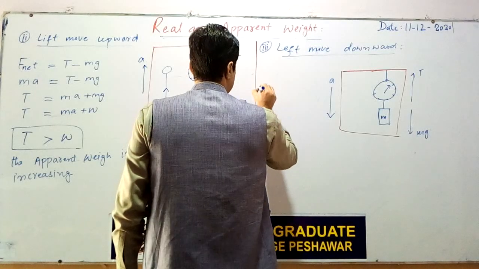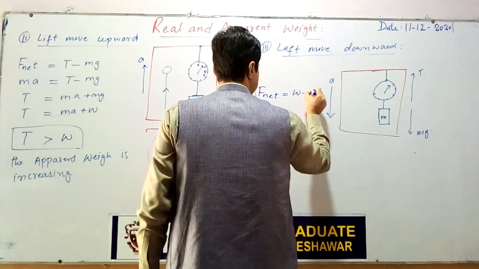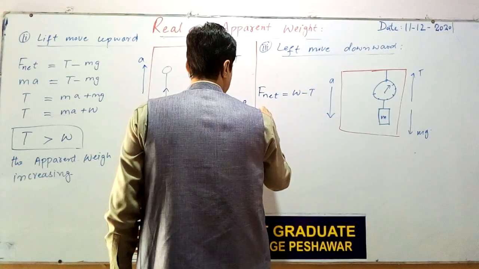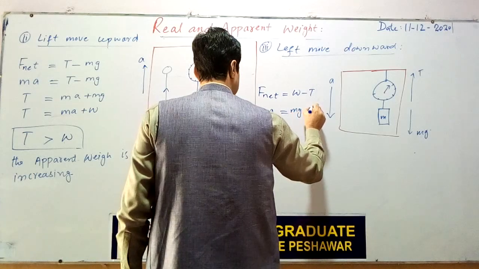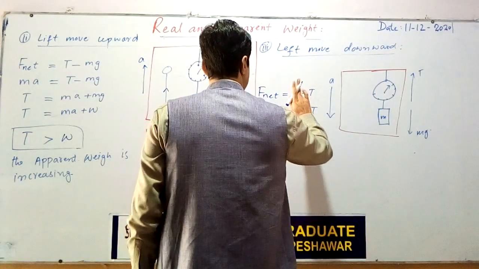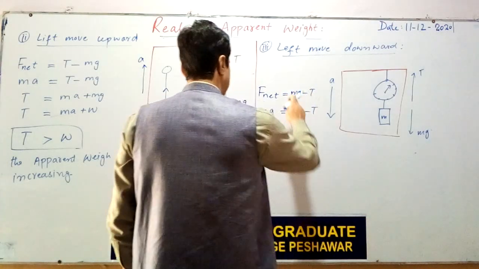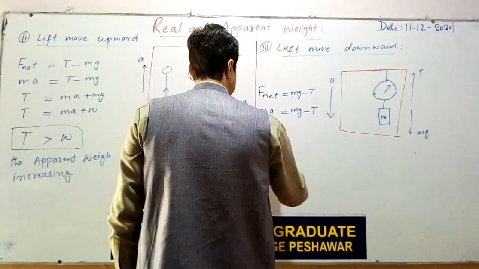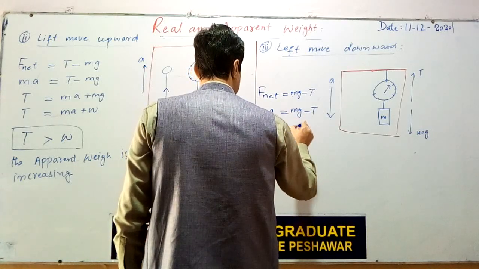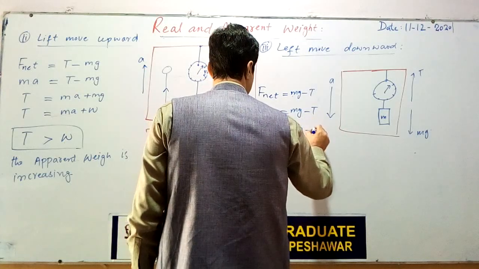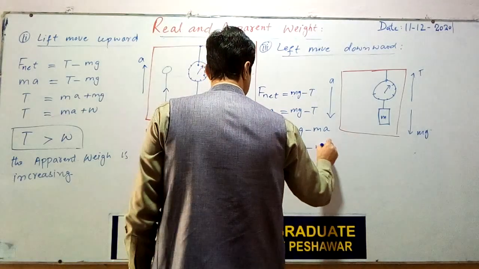So we see that net force in this case is equal to weight minus tension, or ma is equal to mg minus T. Rearranging this equation, we get T equal to mg minus ma, T equal to w minus ma.